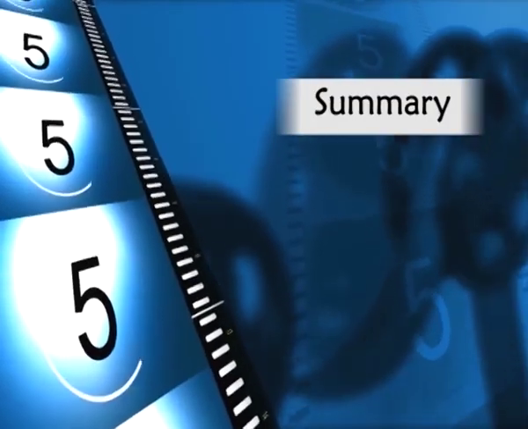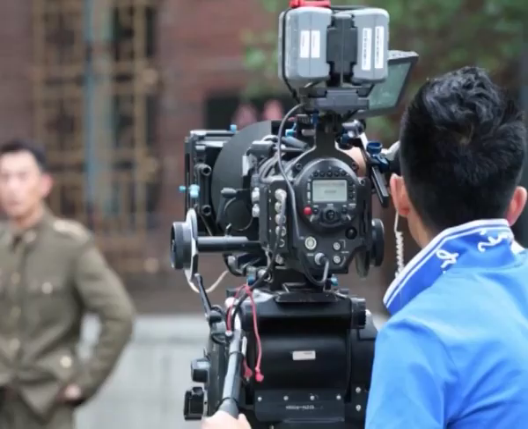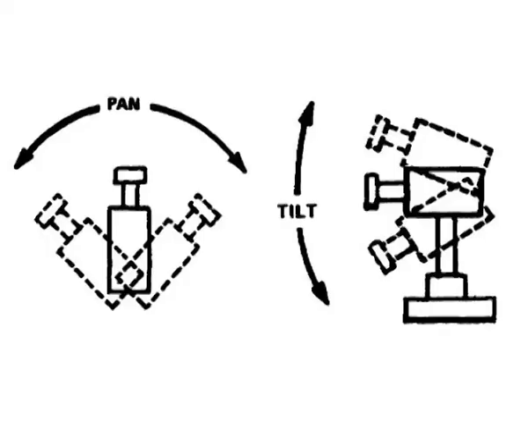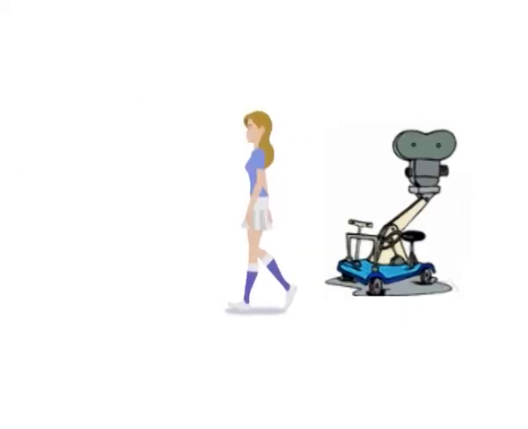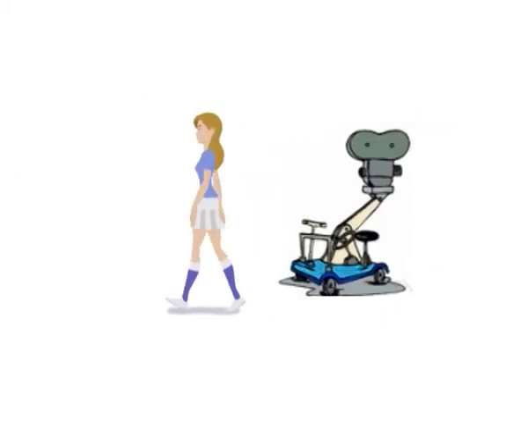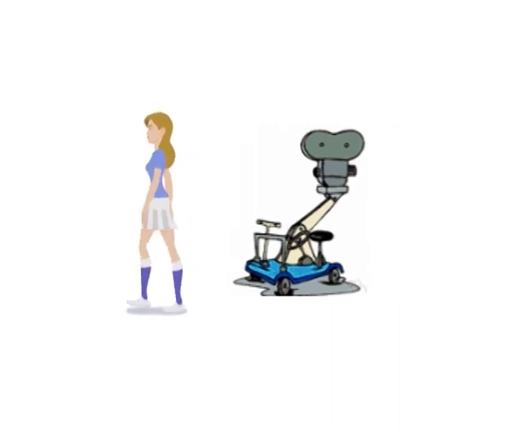Summary. So dear students, with all this information, here we come to the end of today's lecture. So let us recap what we have learned in this episode. In this lecture, we came across several types of camera movements used in videography. Pan and tilts are horizontal and vertical movements of the camera. Dolly shots are used to track the subject when it is moving.